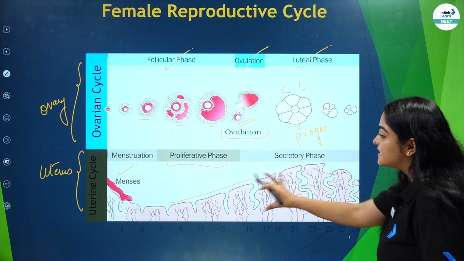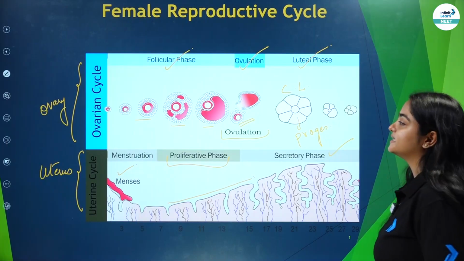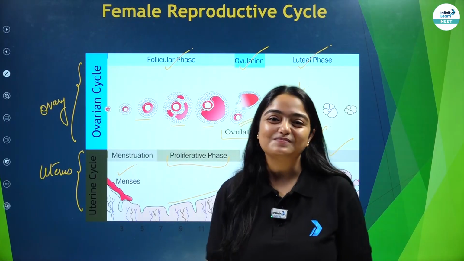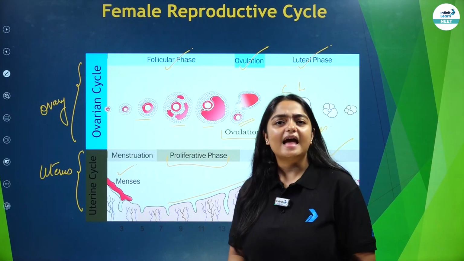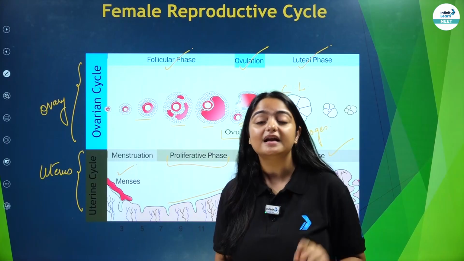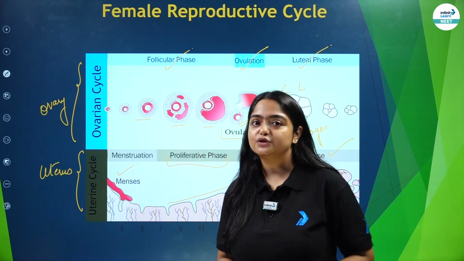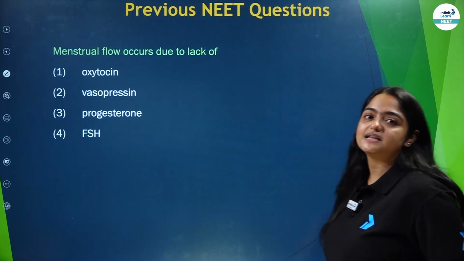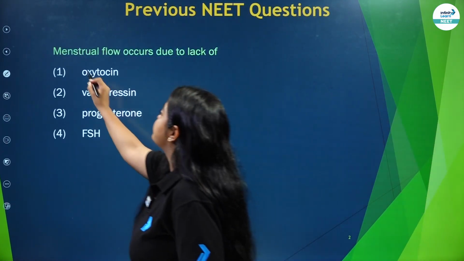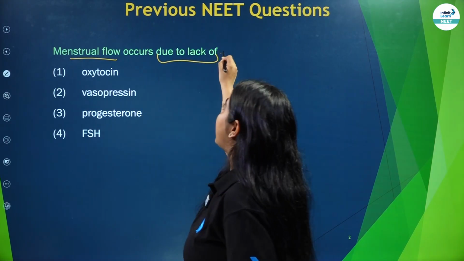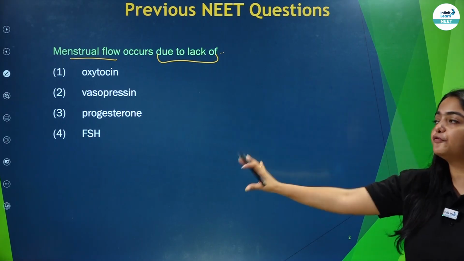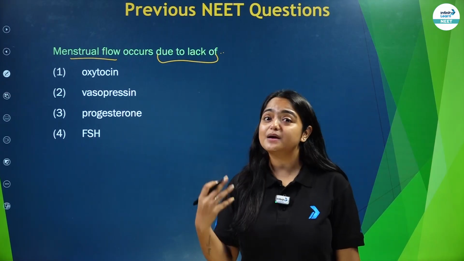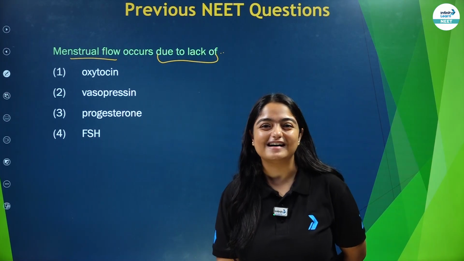So the phase in the uterus is considered the secretory phase, right? So I hope that now the menstrual cycle is completely clear to you, and I'm pretty sure that you will be able to answer all the questions related to the menstrual cycle. So let's check that. Here we have one very interesting question. You have to tell me that menstrual flow occurs due to the lack of. You have 4 options given: oxytocin, vasopressin, progesterone and FSH. I'm pretty sure that all of you definitely know the answer.